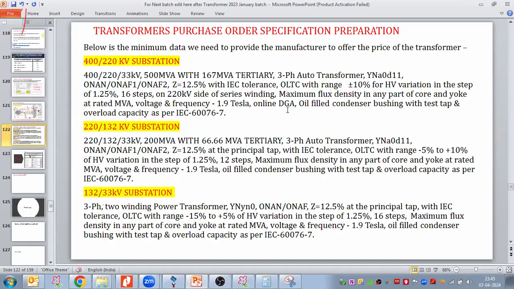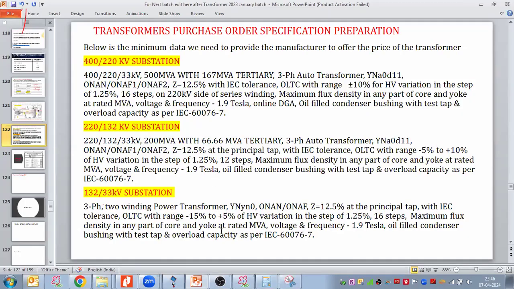If we require the dissolved gas analysis, online DGA is nowadays taken by most of the companies, so we have to write here that we require the online DGA. Whether the bushing is oil filled bushing or RIP bushing, what kind of bushing? So we have to write here oil filled condenser bushing with testing tap, and overload capacity of the transformer as per IEC 60076 part number 7. This is the auto transformer, same here it is coming. Just the voltage rating is changing.